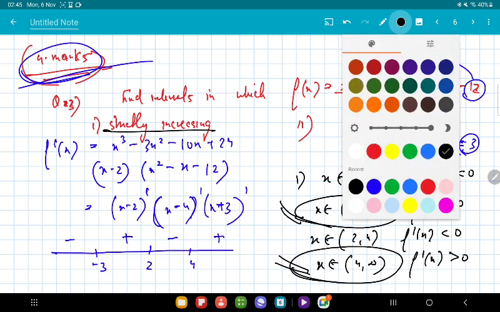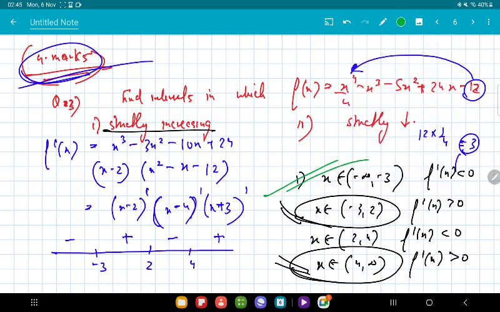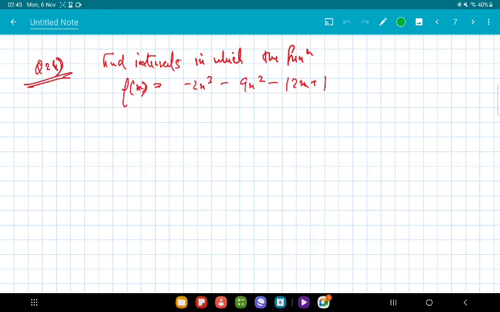For the strictly decreasing, you already got it. This will be the strictly decreasing part, third part like this. Okay. I hope you understood the solution. If not, tell me in the comments, or just simply rewind the video and watch it again.